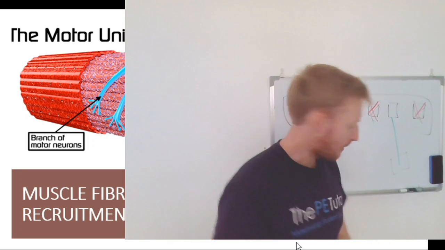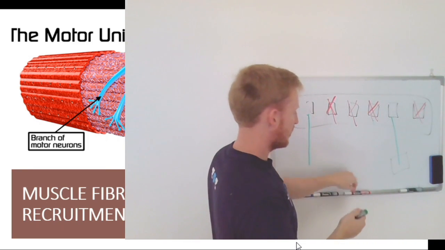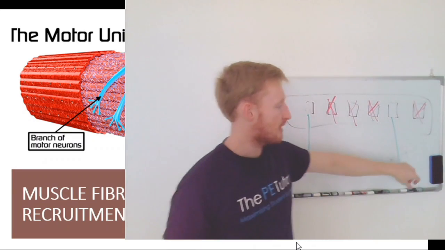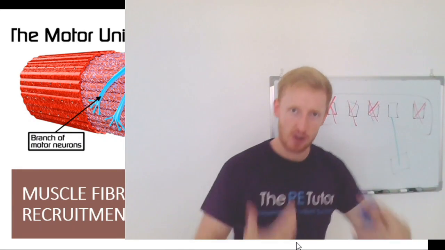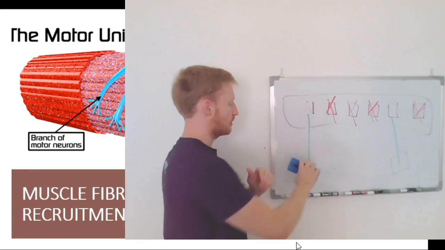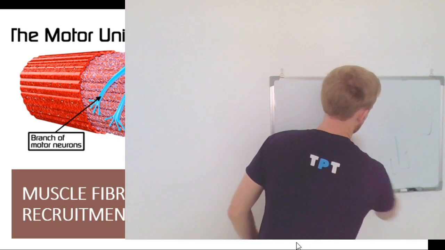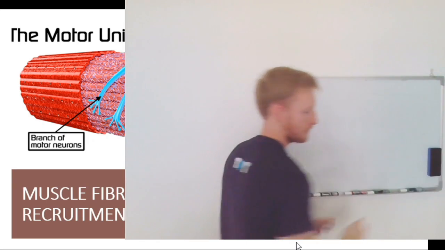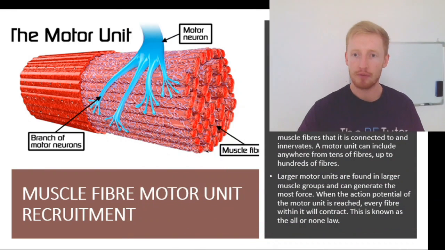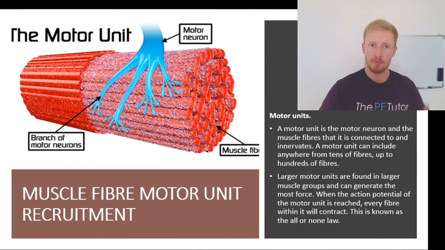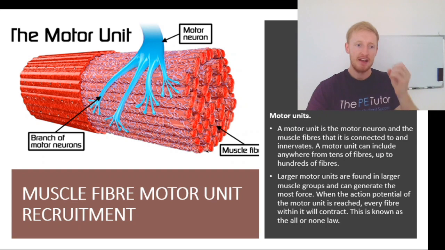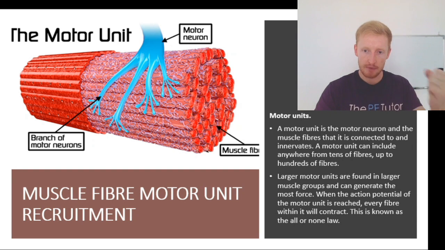So we can start to play around with how much of the muscle and which parts of the muscle are innervated and excited and end up contracting. So a motor unit is this complete circuit made up of the brain, the motor neuron, and the fibers that it touches, innervates and excites.